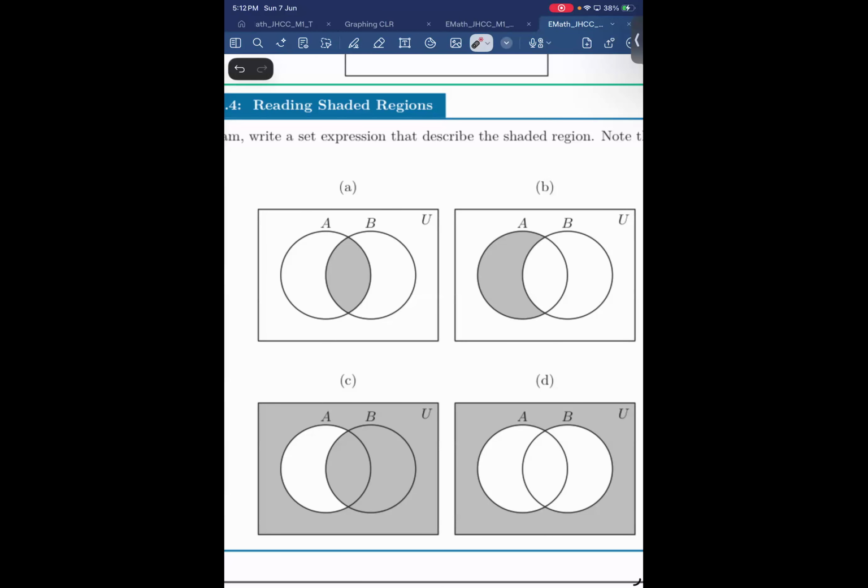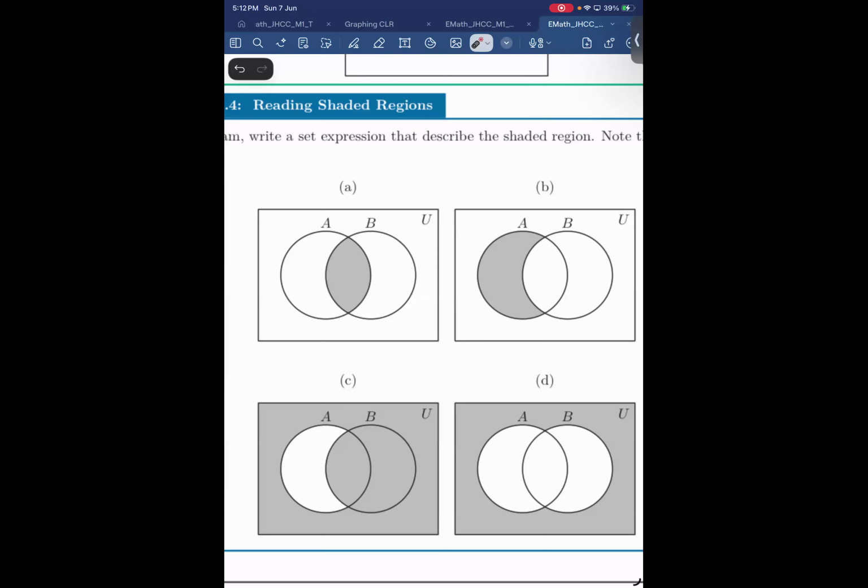For this kind of question, usually there's one answer. For the simple ones, there's usually only one answer, but for the more complicated ones, there might be more than one answer.